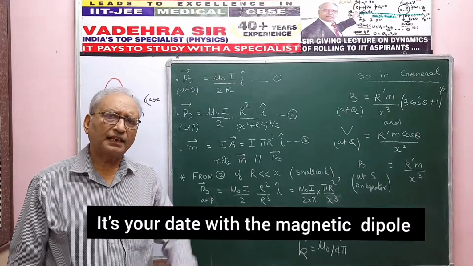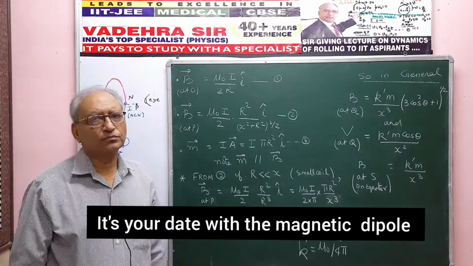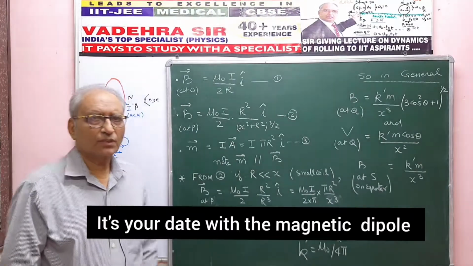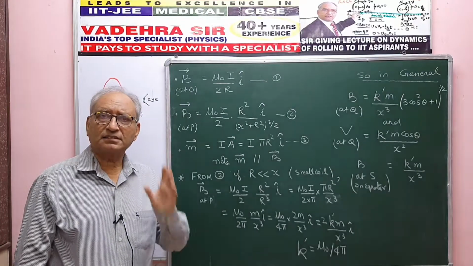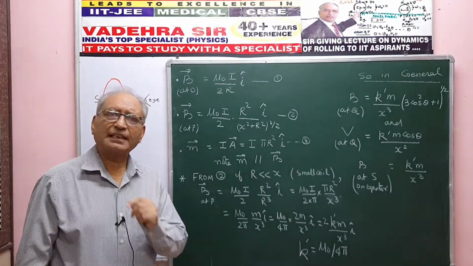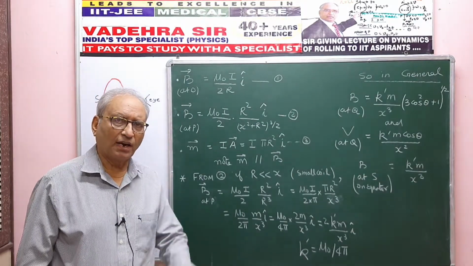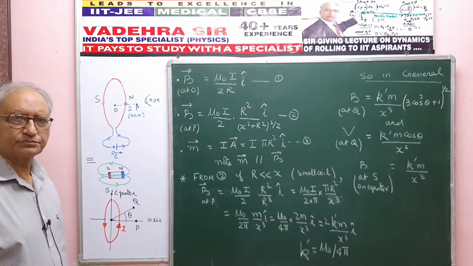A small current carrying coil is a magnetic dipole. I've already posted a video on the electric dipole. On parallel lines, we are now going to analyze and study all the properties of a magnetic dipole. So here you are. A small current carrying coil is a magnetic dipole.